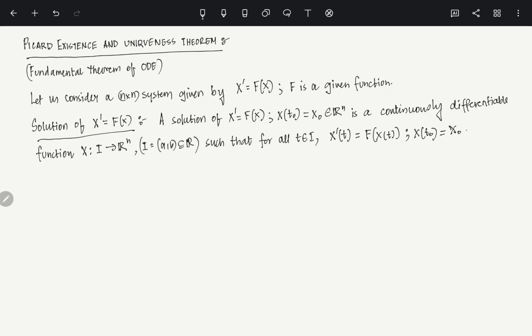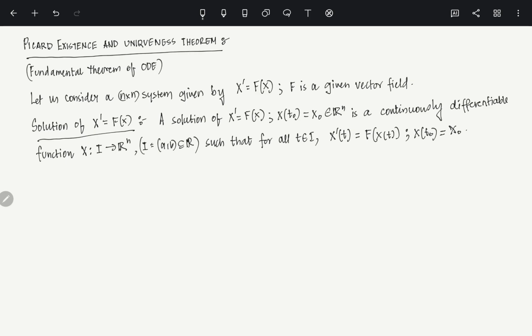Okay, so that is there. Now, you see here I have to write down f is a given vector field, not a function but a vector. I should write it as a vector field, given vector field.